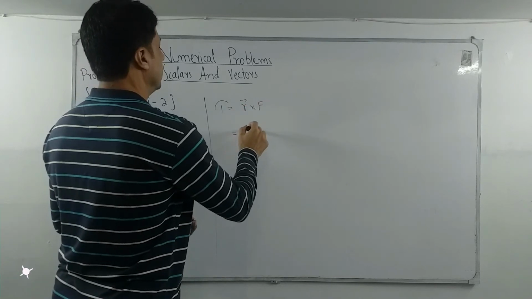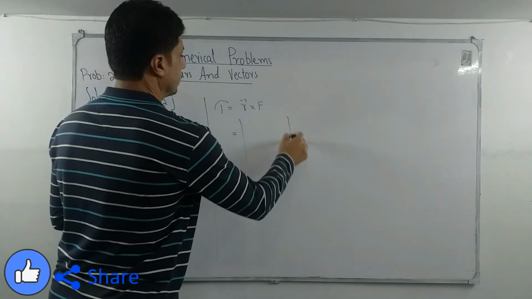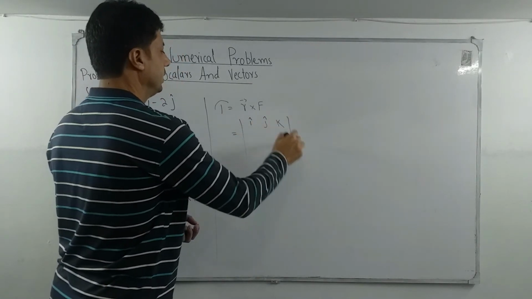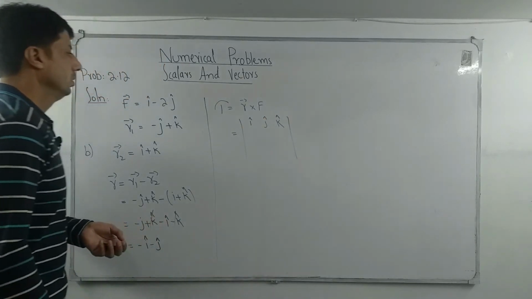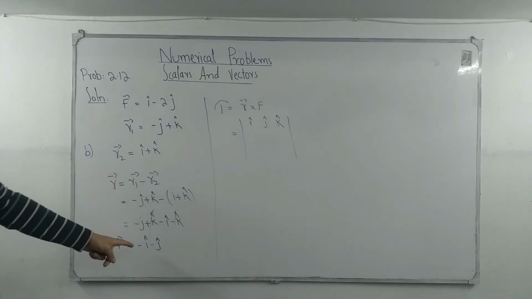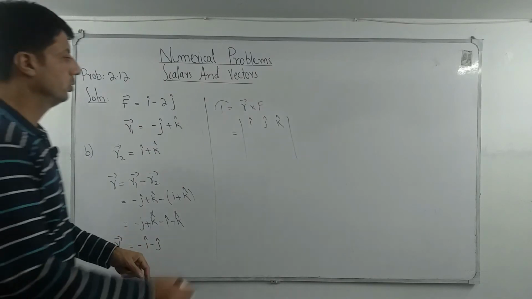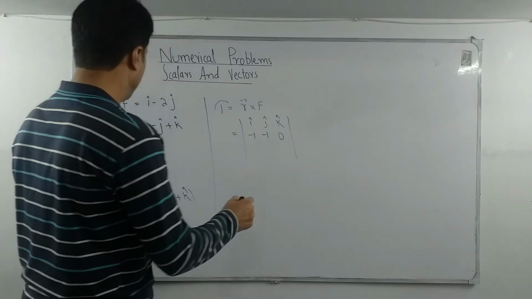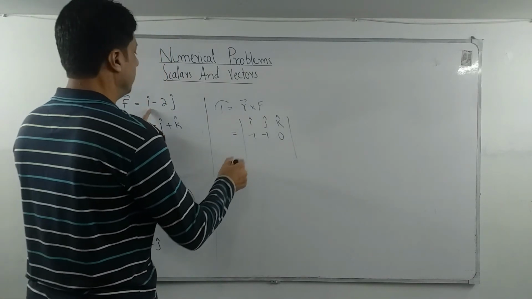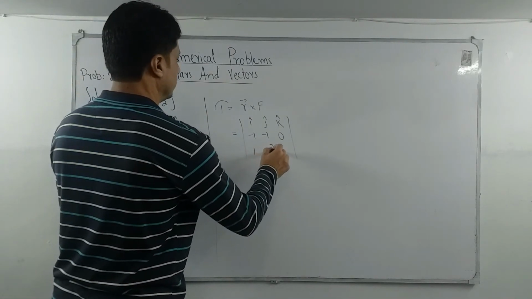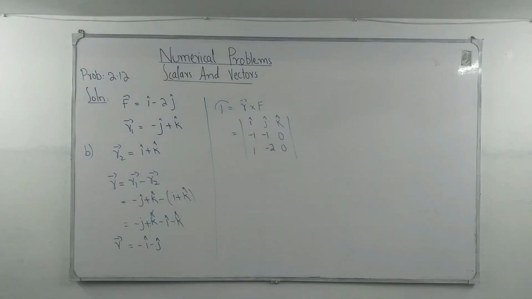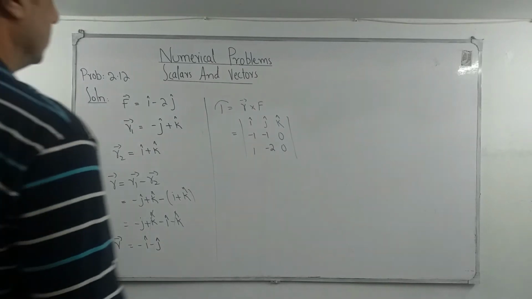For R cross F, we will use the matrix method. I, J, and K. Okay, for R, it is minus 1, minus 1, and 0. For F, it is 1, minus 2, and 0. Okay, now we will use the determinant method to solve for the turning effect.